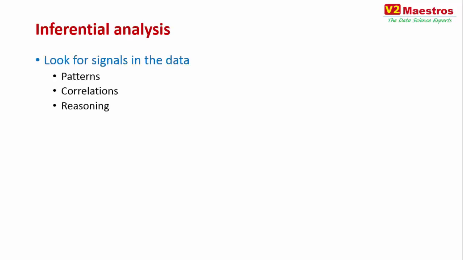The next step is inferential analysis. What you do in inferential analysis is look for signals. You look for patterns. You look for consistency in those patterns. You look for correlations. You look for reasoning. This is kind of an overlap with exploratory data analysis, but it is more in-depth, more focused and more methodical here in inferential analysis.